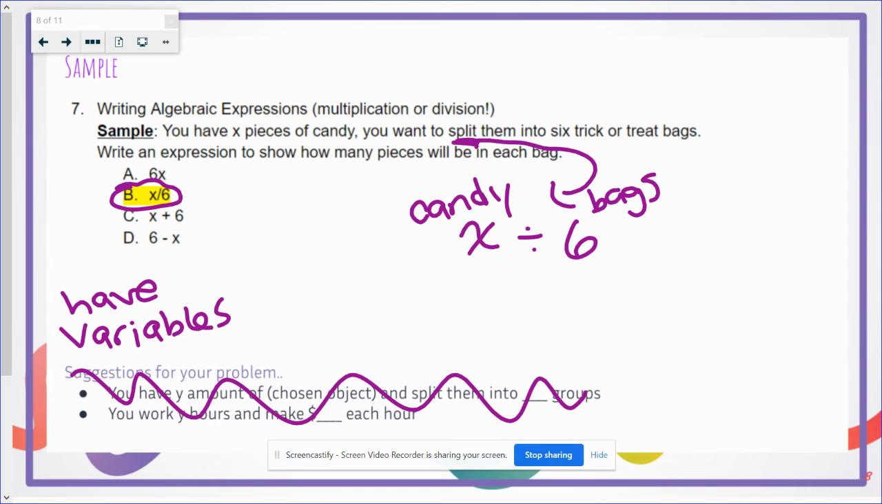All right, let's keep moving. Also, actually, one more thing. Just remember, this would not be 6 divided by X. With division, order matters.